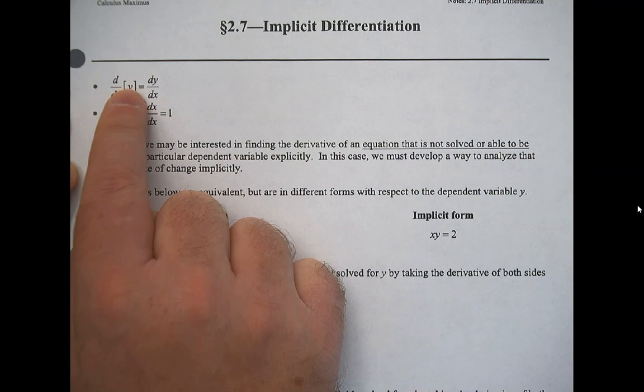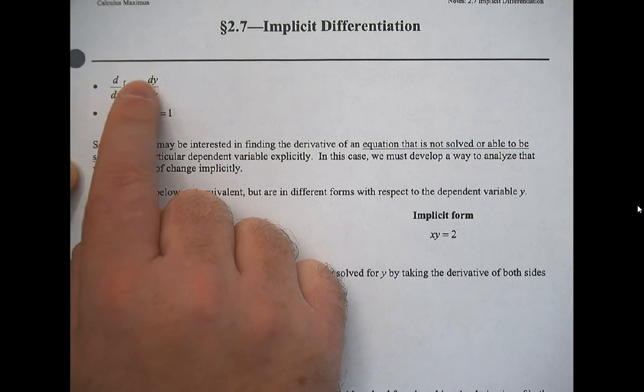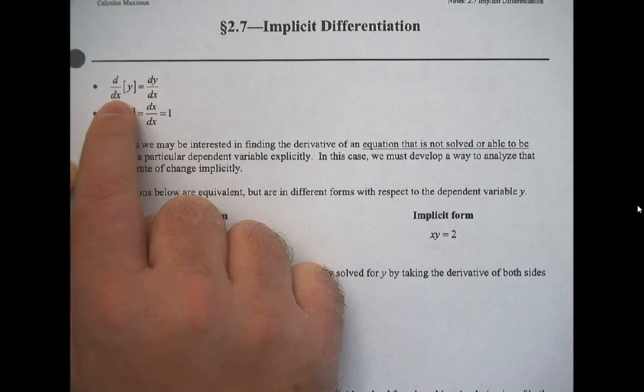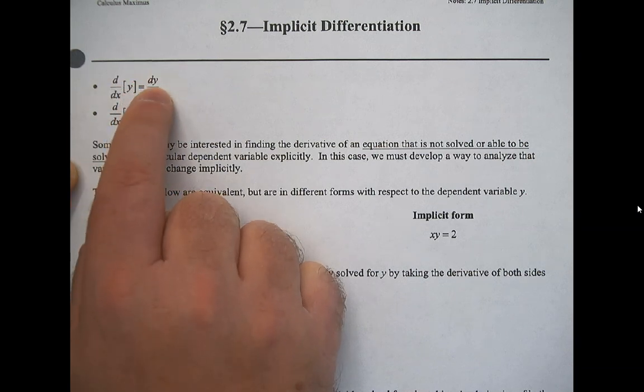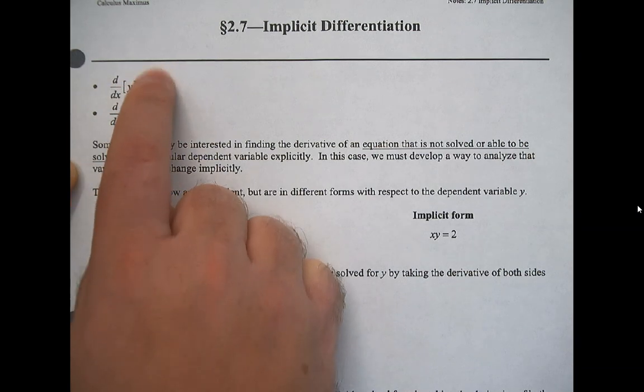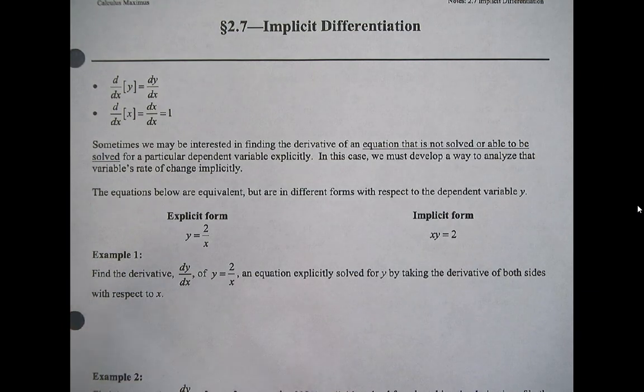Now, since we don't know what the derivative of y is, the best we can say is that this is the derivative of y according to x. Where this is a verb, this means to take the derivative of this. This is the noun, this is the derivative of y. Okay, well, let me show you with an example what I'm talking about here.